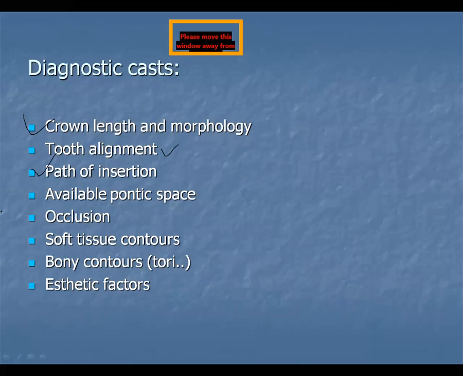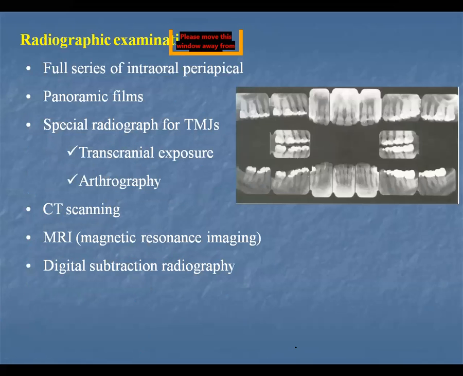You can check the occlusion of the cast if you articulate the cast on the articulator. You can check the soft tissue contours, and if you want to modify them, you can go for any pre-prosthetic surgeries. If there are any bony contours, such as a torus, or any exostosis present, that can be removed prior to the prosthetic procedures. We can also evaluate the aesthetic factors. So this is the importance of the diagnostic cast. This is one of the SAQs in your examination. Radiographic examination is also one of the SAQs.